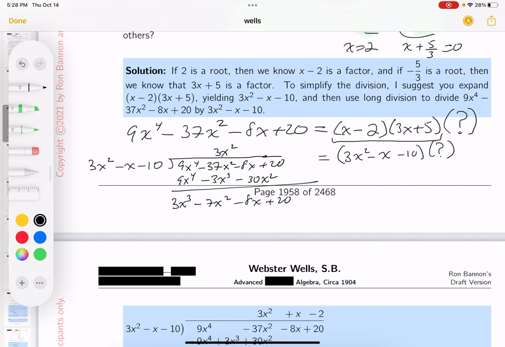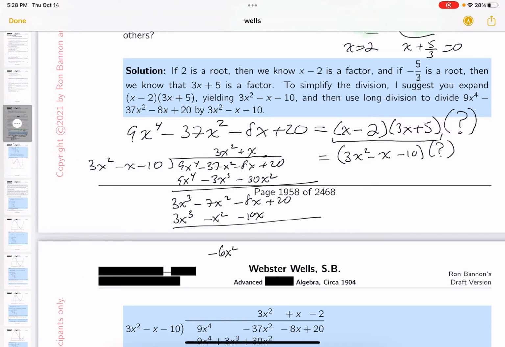Let's repeat. What are you going to do now? I guess we'd put plus x down, right? What does that give me? 3x cubed. Remember, if this doesn't give me a remainder of 0, I've done something wrong. Minus x squared minus 10x. And I do make mistakes. So what do you get over here? Well, if I did that, you would get minus 6x squared, plus 2x plus 20.